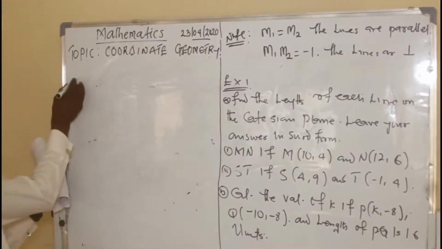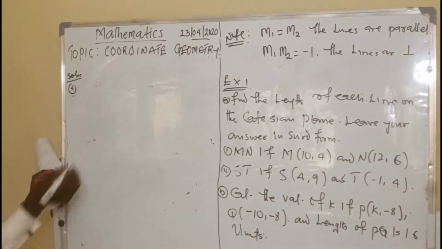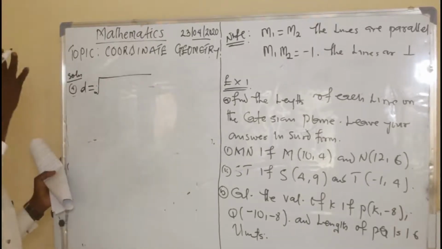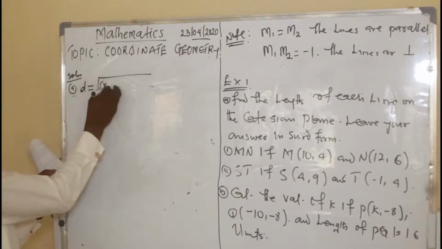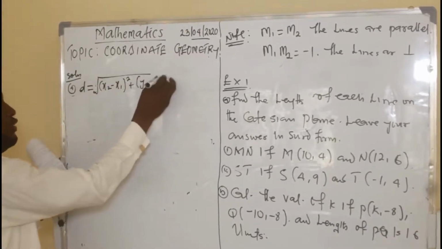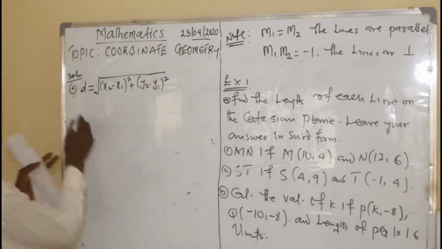Let's start from number 1, A. What is the formula of calculating the distance? We said distance is equal to square root of (x2 minus x1) all square plus (y2 minus y1) all square. Is it like this? So now, if you go back to the points, that is Roman 1 now.